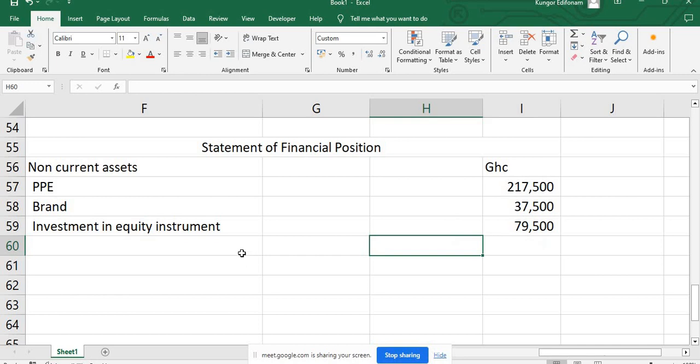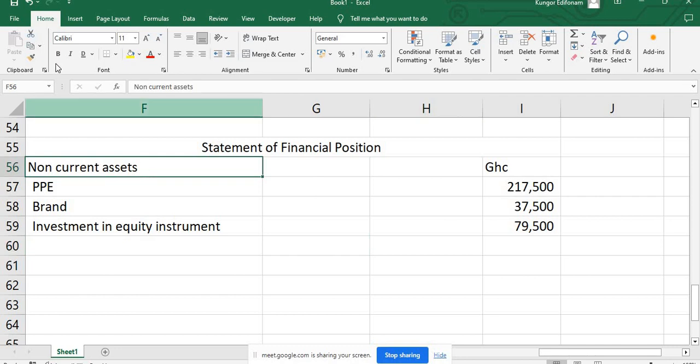Assuming the investment in equity instrument is on the credit side, it will be what? A liability? Yes, a non-current liability. Actually, if it is an investment in equity and it's at the credit side, it means we are the ones who have issued a share. It will still have a credit balance, but there is no obligation, so we won't classify it as a liability. We rather classify it as equity and add it to stated capital. But if they tell us that it is a redeemable preference share, then it's a liability.